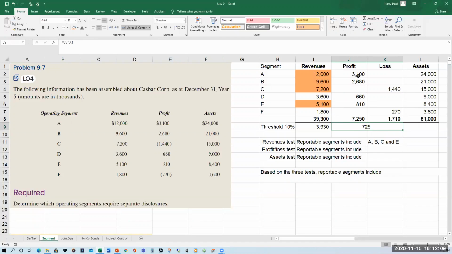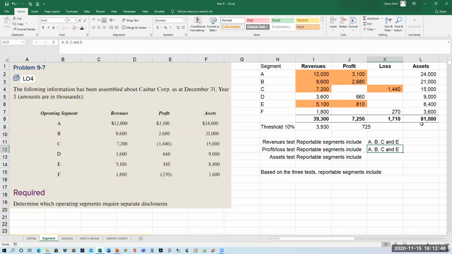So this 725 is to be applied on all of these segments. Doesn't matter if it's a profitable segment or a loss-making segment, as long as the absolute value, without any attention to the signage, is more than 725, that segment will be separately reported. So what do we get? We get A, B, C, and E once more. So based on the profit and loss test, it's A, B, C, and E again.